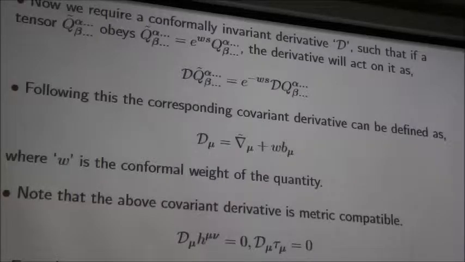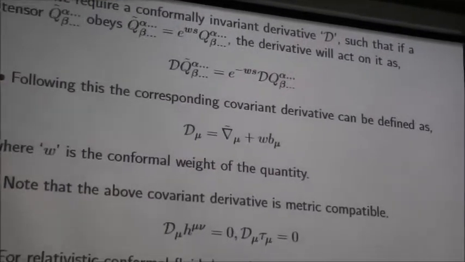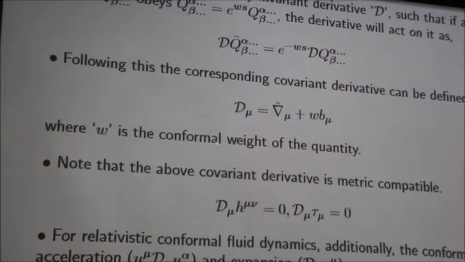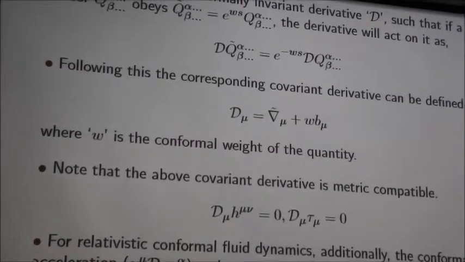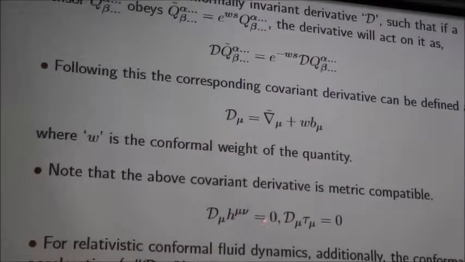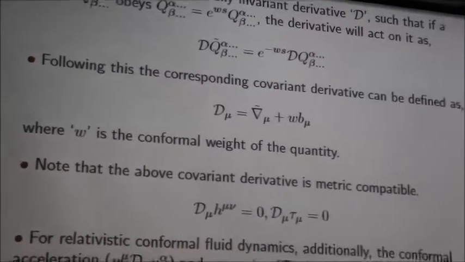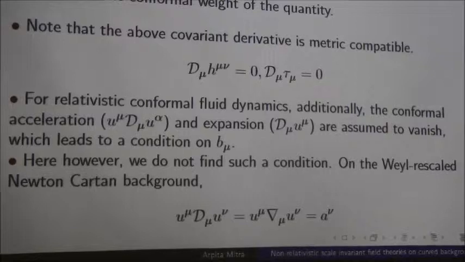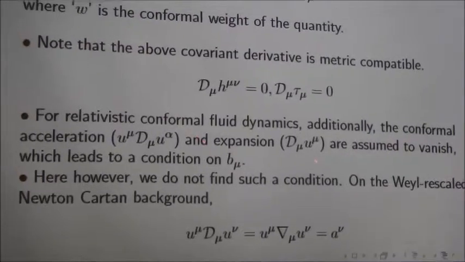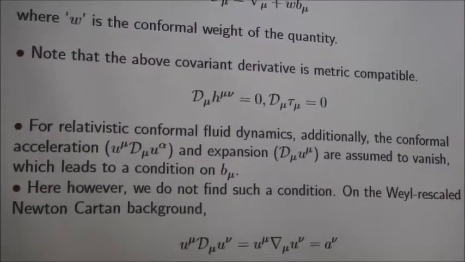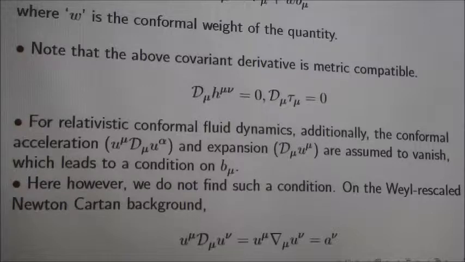So I can find that if I am defining the covariant derivative in that way, I can retain the metricity, so d mu h mu nu and d mu tau mu will be 0. For relativistic conformal fluid dynamics, additionally the conformal acceleration and expansion are assumed to vanish, which leads to a condition on d mu. But for the non-relativistic case, due to the non-inertial part, these two things are not vanishing.